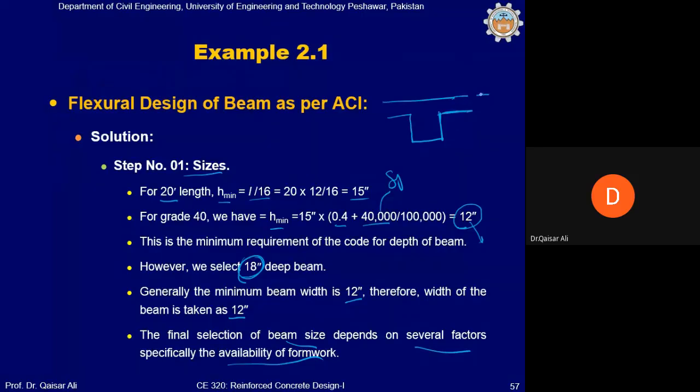So normally, since we provide 6-inch thick slabs, if the width of the beam is 12 inches and the total depth is 18 inches, so 18 minus 6, this clear depth or the drop of the beam is 12 inches. So 12 by 12 inch formwork is easily available in the field. So that is why we selected a 12 by 18 inch deep beam. बाकी basic reasons हैं.